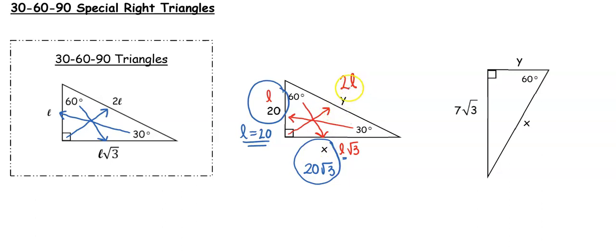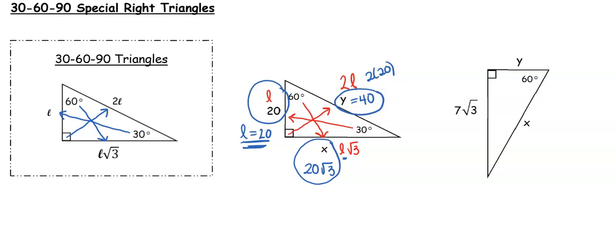The hypotenuse, this is the 2L part of the pattern. Again, if my L is 20, that means that this is 2 times 20. And I find that Y is going to be equal to 40.